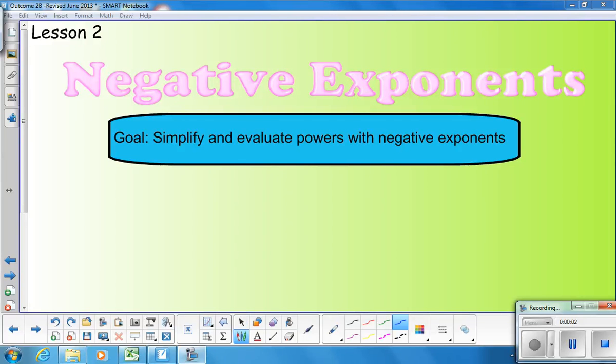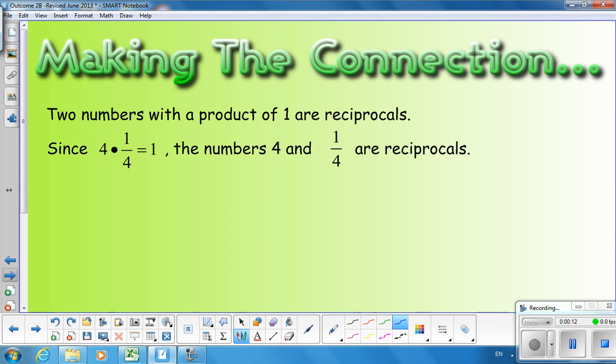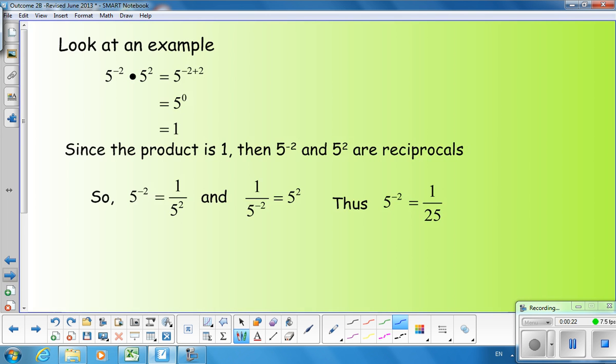Lesson 2, Negative Exponents. The goal of this lesson is to simplify and evaluate powers with negative exponents. Two numbers with a product of 1 are called reciprocals. Since 4 times 1/4 equals 1, the numbers 4 and 1/4 are reciprocals. Let's look at an example.